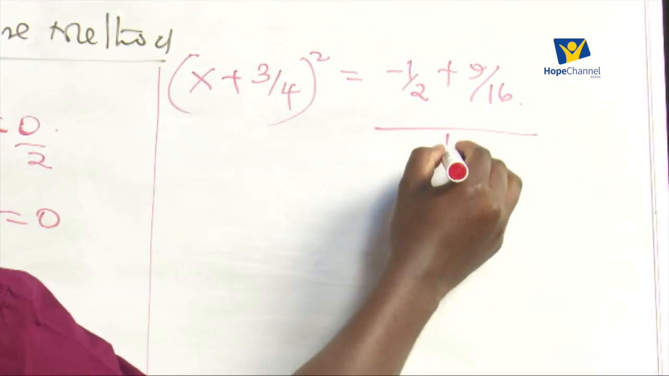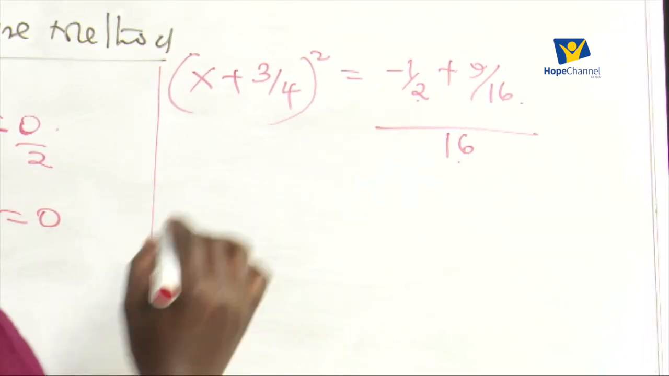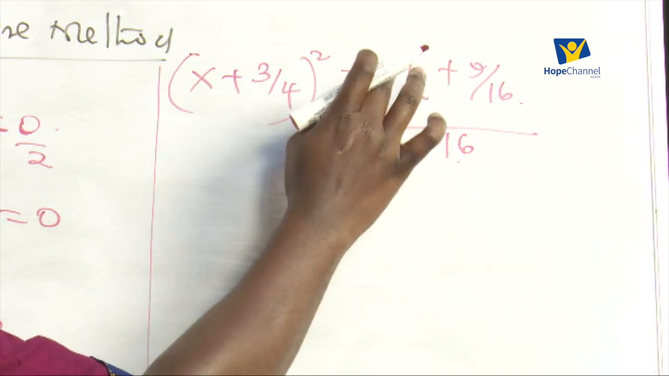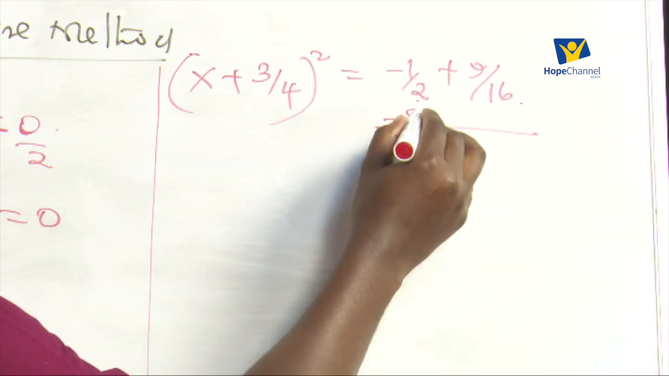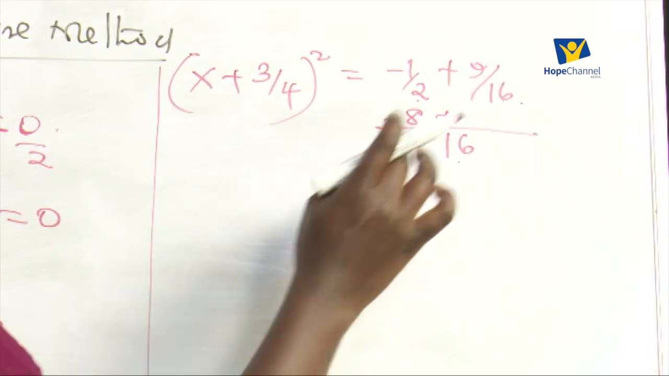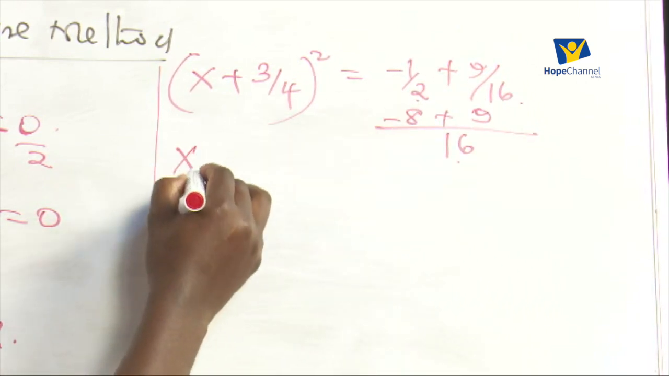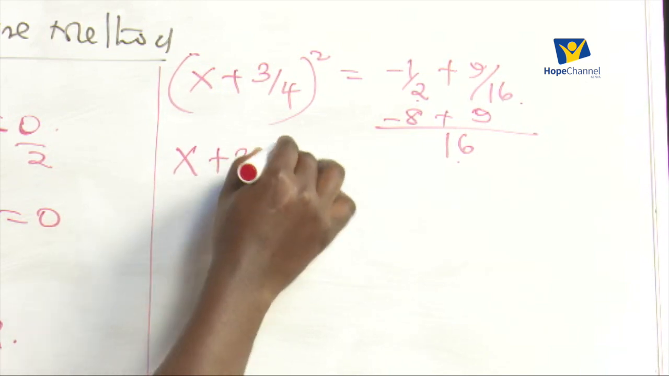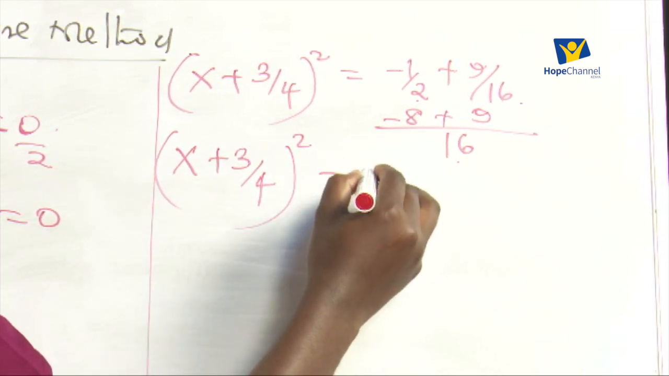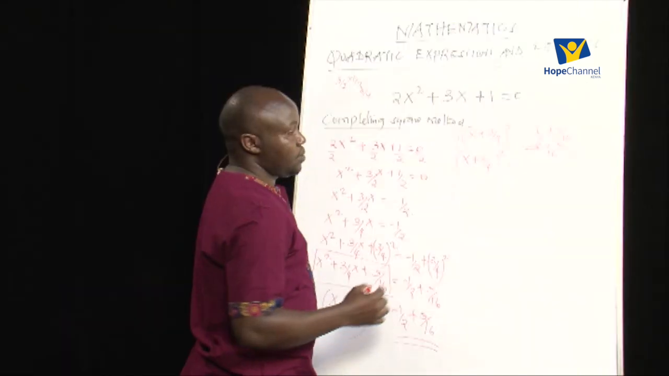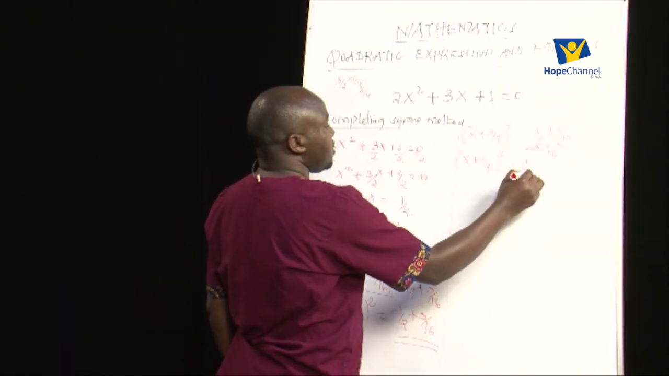16, correct. So 16 goes into 2 eight times. So 8 times negative 1 is negative 8. Plus 16 goes into 16 once. So 1 times 9 is 9. This tells us that I want to have (x + 3/4) squared equals negative 8 plus 9, which is positive 1. So I'm going to have 1 over 16.